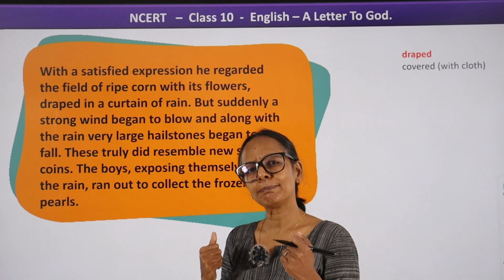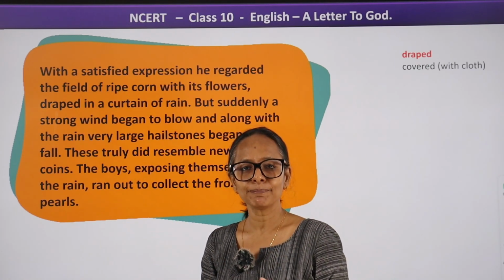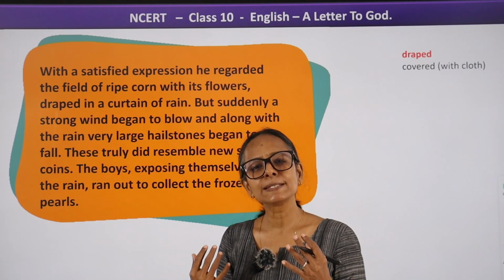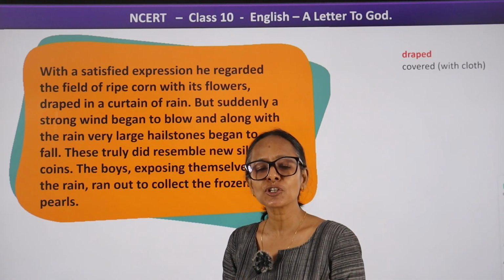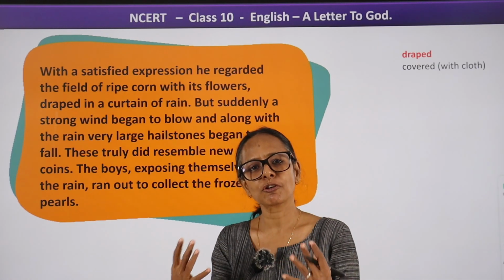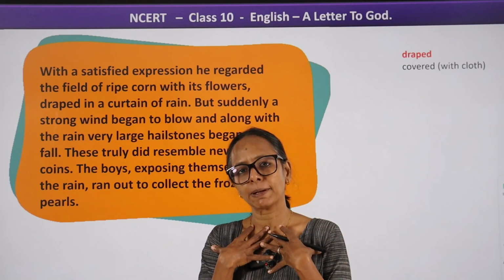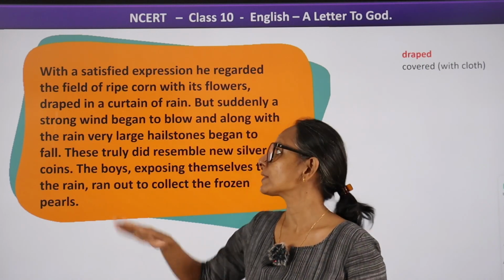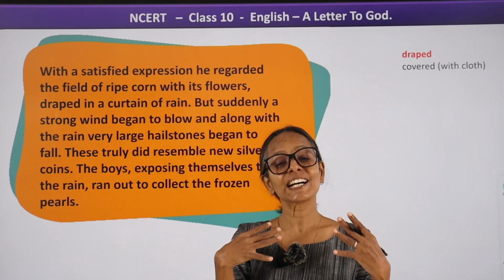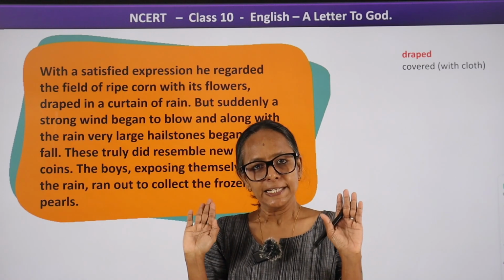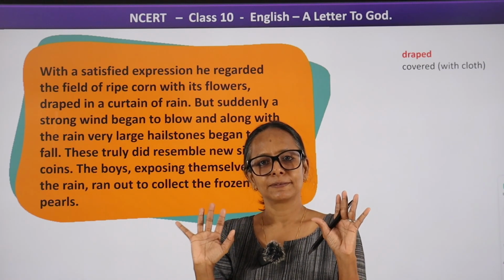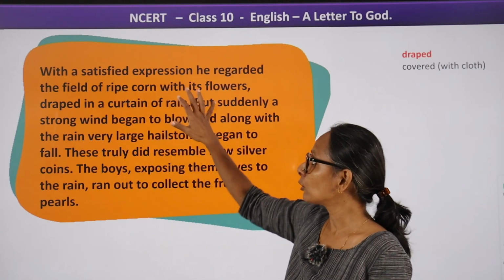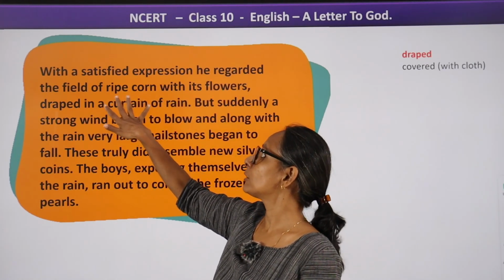Because the rain that he badly wanted is on, they're all happy, and so that gives him a lot of contentment. See how simple this guy Lencho is. He's such a simple farmer that just rain has given him so much contentment and satisfaction. So with that satisfied look on his face, a satisfied expression is a contented look. He is like, enough, this is enough for me. What I wanted, I have got. That kind of contentment he is having, and with that look, he regarded the field of ripe corn.